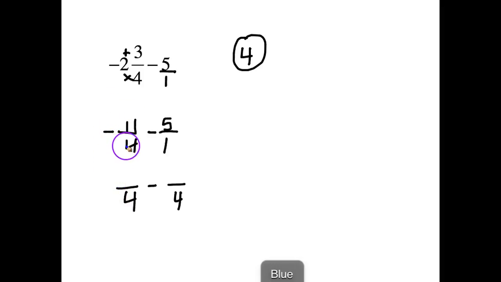So here, 4 times what will give you a 4? Multiply it by 1. Or again, basically it means it doesn't change. You're going to keep it as a negative 11, but just for the sake of showing you, I want you to see that I'm technically multiplying by 1. So now here, how does 1 become a 4? Well, you're going to have to multiply by 4. So we multiply the numerator by 4 as well. So 5 times 4 is 20.